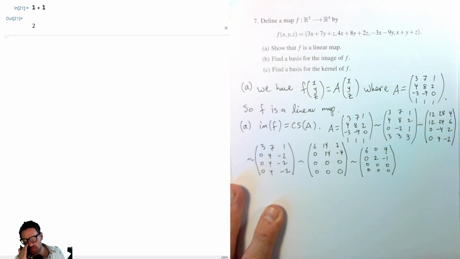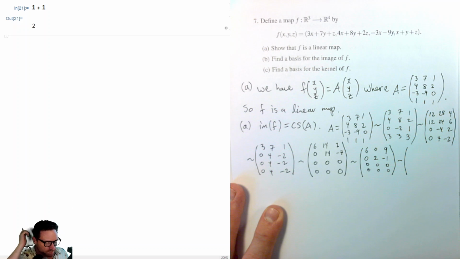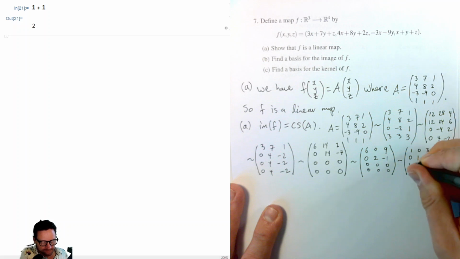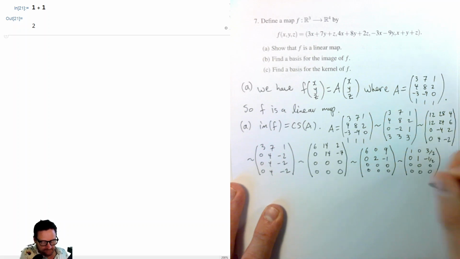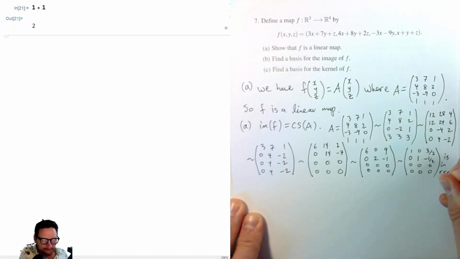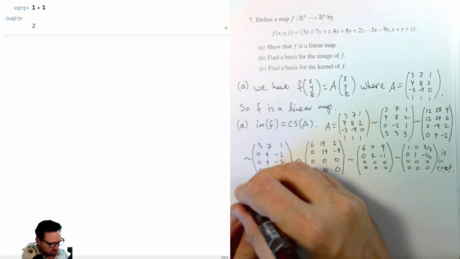Okay, so now we have almost the row reduced echelon form. So it remains to just multiply row 1 by 1/6. So 1, 0, 3 over 2. Multiply row 2 by 1/2. Okay, and so the last matrix here is in row reduced echelon form. Okay, so now for the interpretation, where are our pivots? The pivots are in columns 1 and 2.